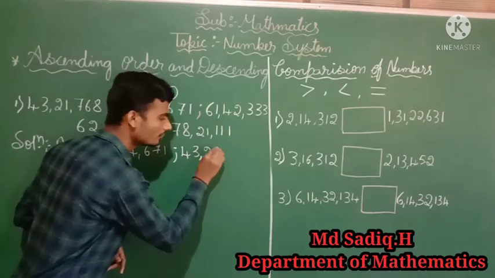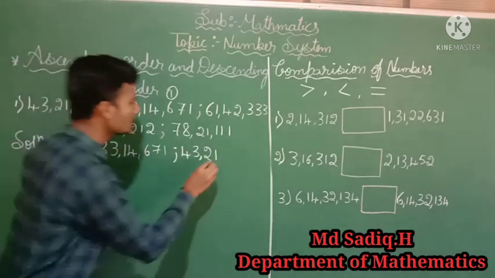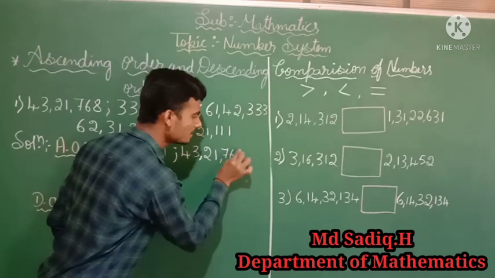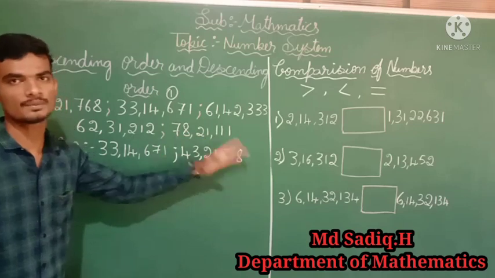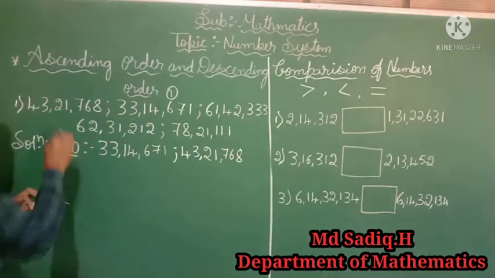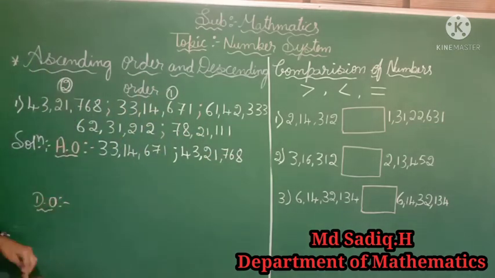You read this as 43 lakh. Next, what do we have to write? 21,768. This is the second smallest number in the given numbers.